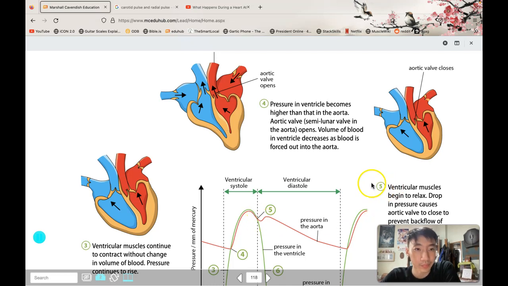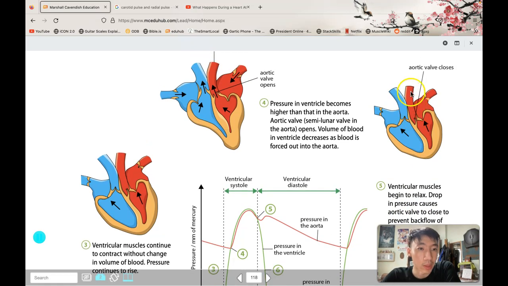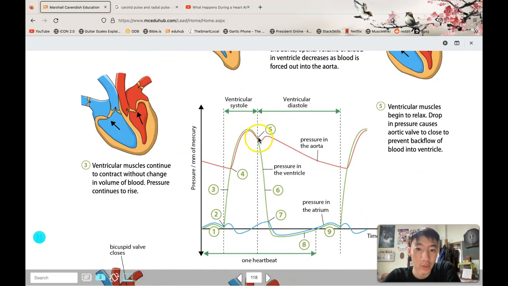Let's talk about number 5. So number 5, the ventricular muscles begin to relax. Drop in pressure causes the aortic valve to close and prevent backflow of blood into the ventricle. So after the blood has moved through the aorta, right here, then this aortic valve is going to close, right, to prevent any blood from going back into the left ventricle. Okay, so that's why we see over here the pressure is dropping. The pressure is dropping in both the aorta as well as in the ventricle.